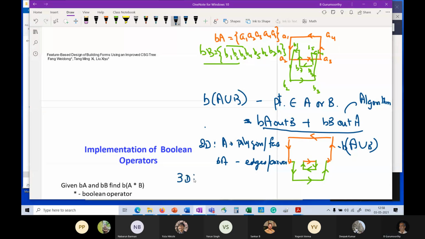In 3D, my set A will be a solid, right? Like a cube or some other shape. And boundary of A will be nothing but faces. Correct? Here edges are with orientation, and here faces are with orientation, namely the normal. The reason why I make this distinction here is that this result that I have written here does not matter whether the boundary of A is an edge or a face, and it does not matter whether B is a polygon or a solid.